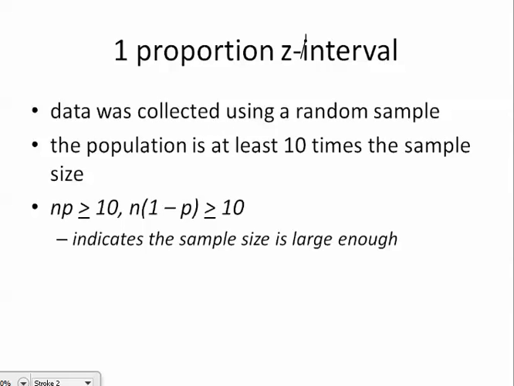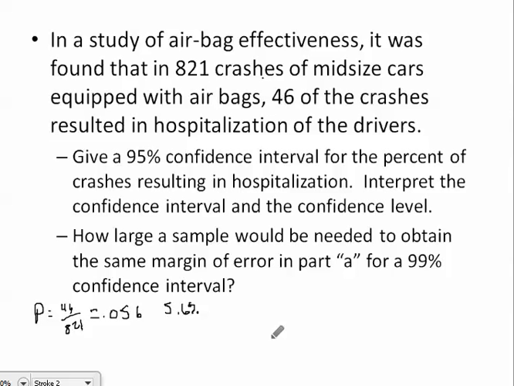Is the population big enough? Well, we want to make certain that we've got 10 times the number here, so let's look at it. We're looking at 5.6% times 821, and that's going to be more than 10. I can tell already, right? It's like 46, obviously.